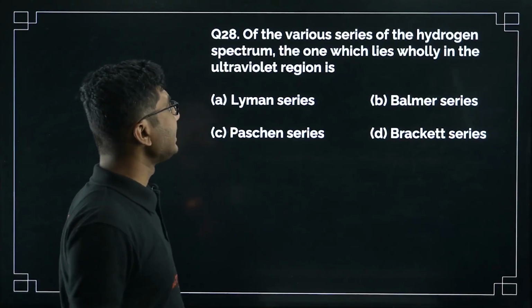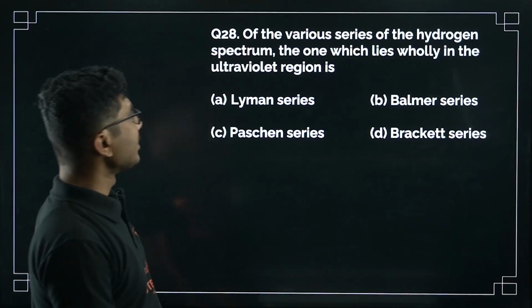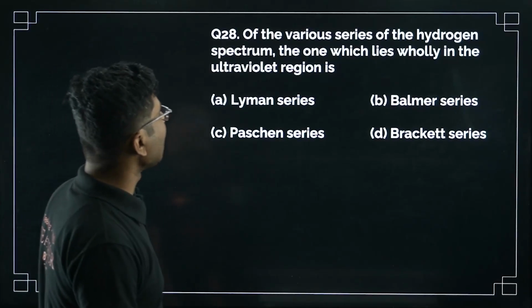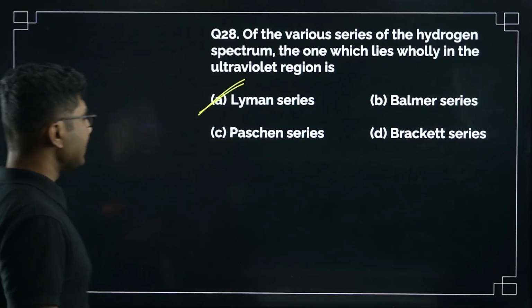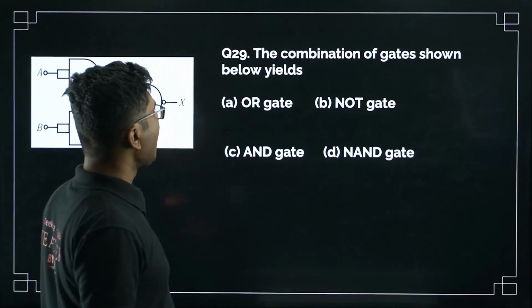Of the various series of the hydrogen spectrum, the one which lies wholly in the ultraviolet region is Lyman series. Okay, Lyman series, whatever you say.